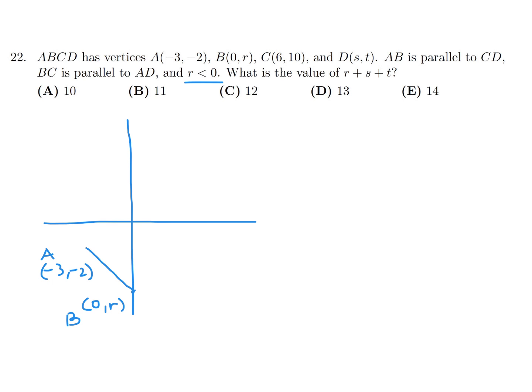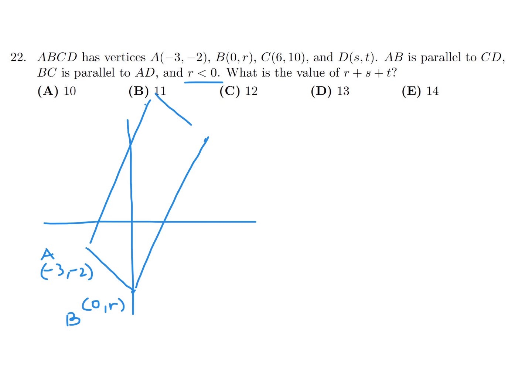And then (6, 10) is somewhere here. I'm not sure where, but somewhere here. And then (S, T), well, I have no idea, so I'm just going to put that there. But one thing we know is that we've got these parallel lines here, like this.